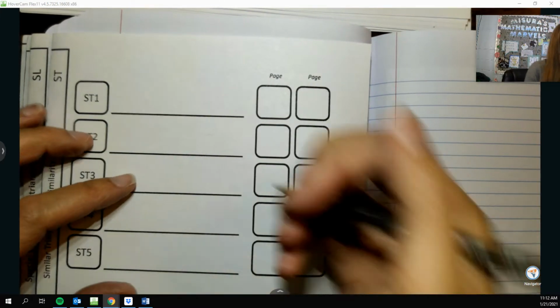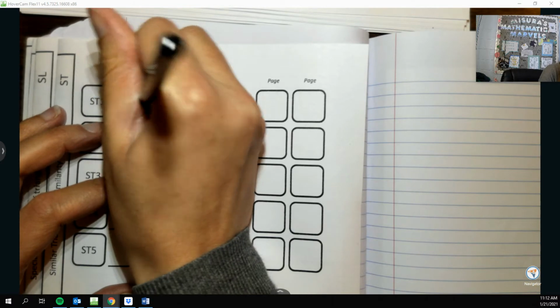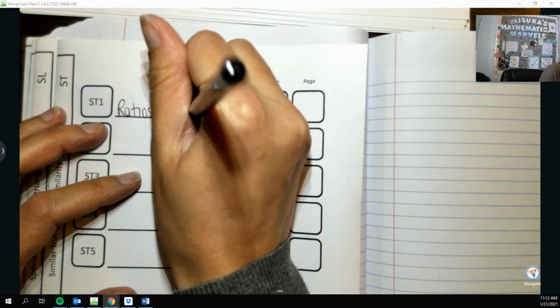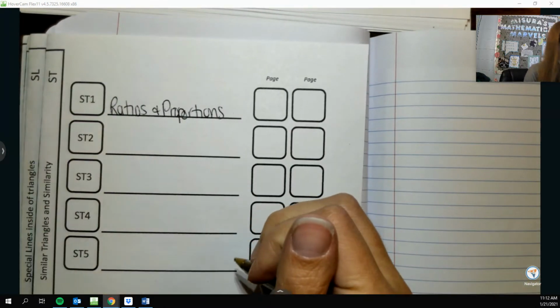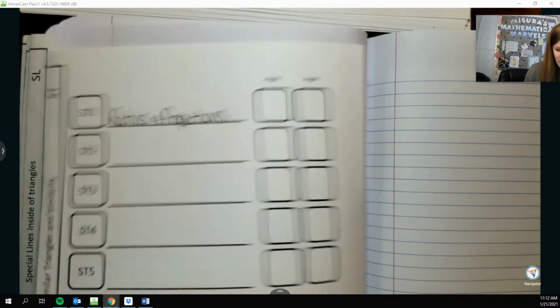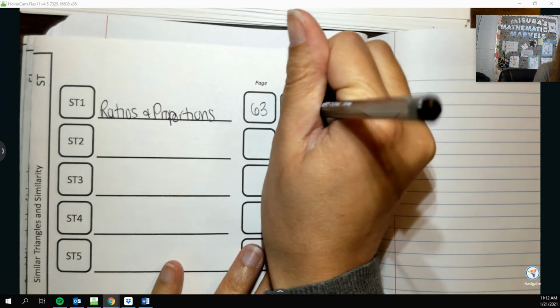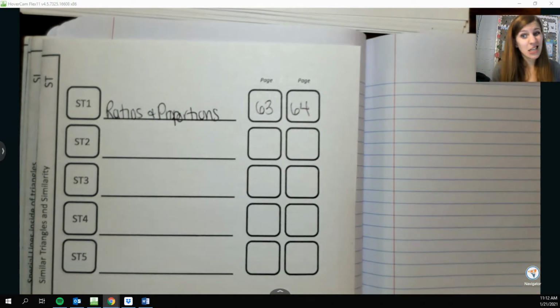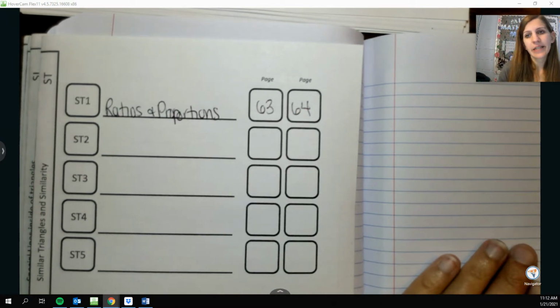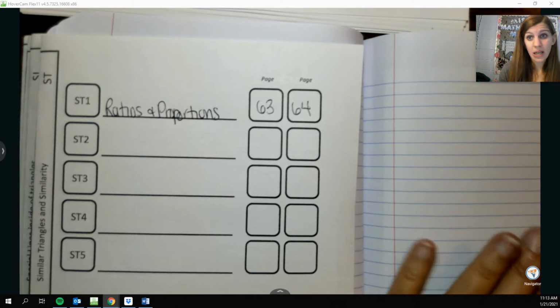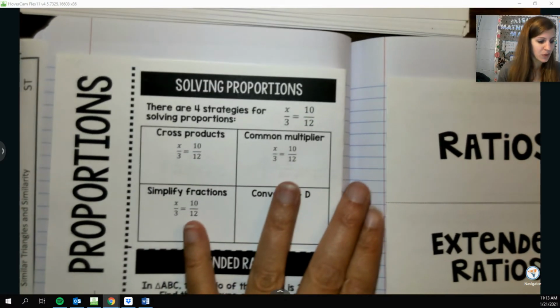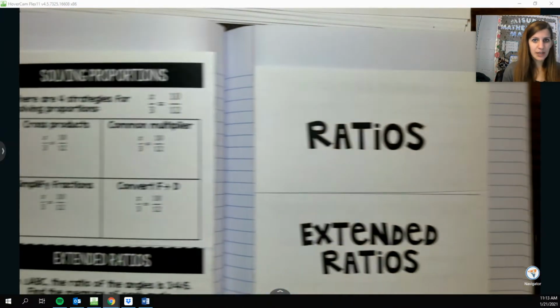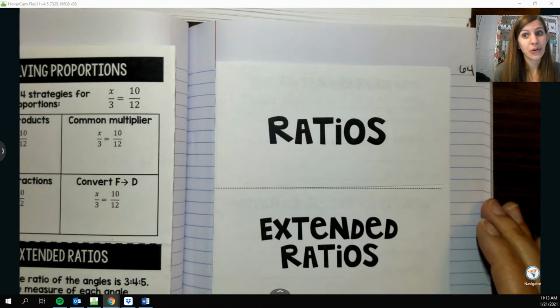So on our table of contents page, the first thing that we're going to talk about are ratios and proportions, which I always struggle to spell, proportions, and I wrote on top of it. That is going to be on page 63 and 64. And I think ratios and proportions are kind of easy, but they are a big deal when it comes to similarity. We talked about similarity briefly before, so here's 63 and 64 when we were talking about congruent triangles.